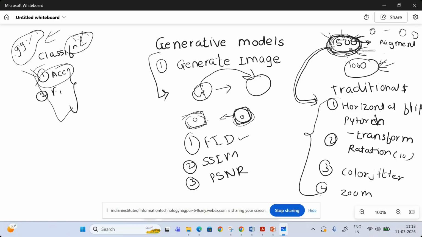So whenever you are generating images with generative models, you have to make use of these evaluation metrics: the FID score, then the SSIM similarity measure, then the PSNR ratio, then the inception score. So these are the different metrics.